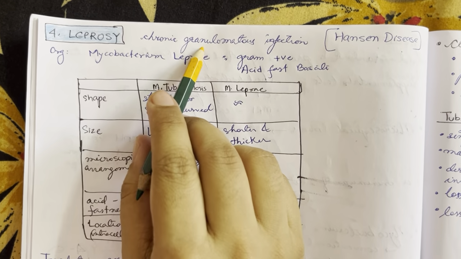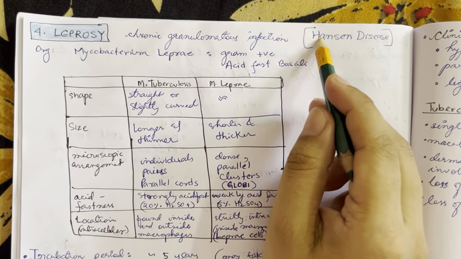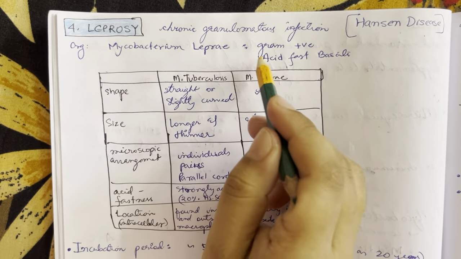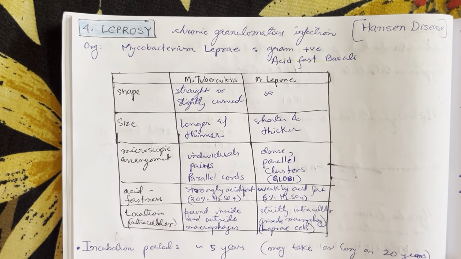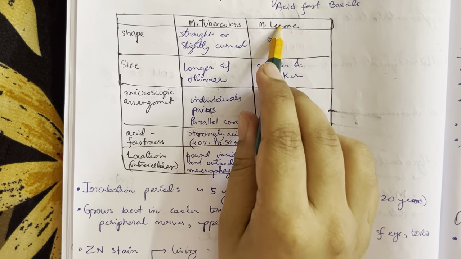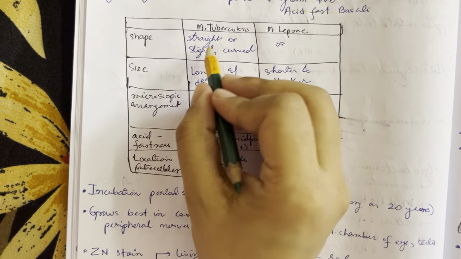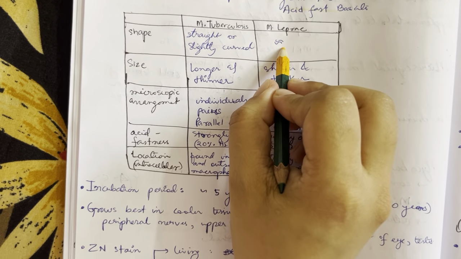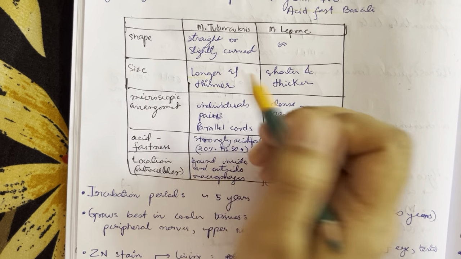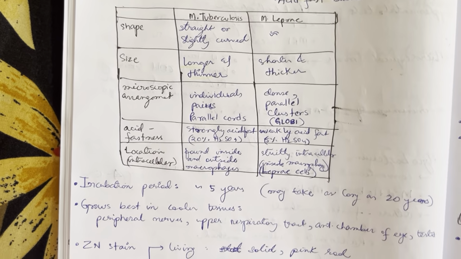Leprosy is a chronic granulomatous infection, also called Hansen's disease. The causative organism is Mycobacterium leprae, which is a gram-positive, acid-fast bacillus. So, what is the difference between M. tuberculosis and M. leprae bacteria? Here it is slightly straight or curved. This is also very similar, but tuberculosis is longer and thinner. Leprae is shorter and thicker.